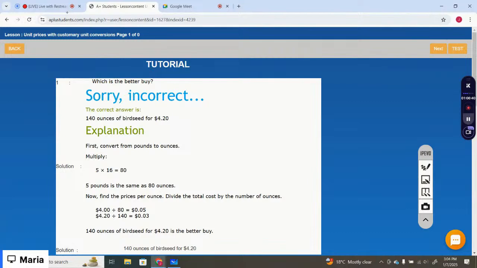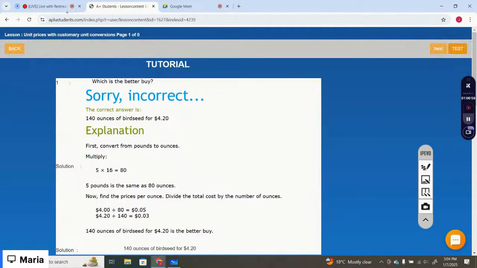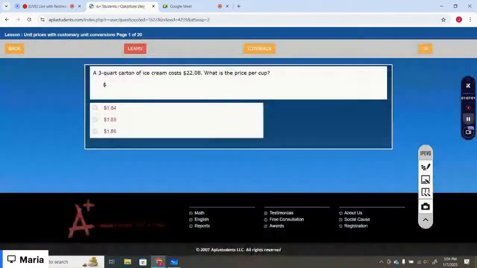Which is the better buy? Let's just start with the test questions, because here you are not given the options.